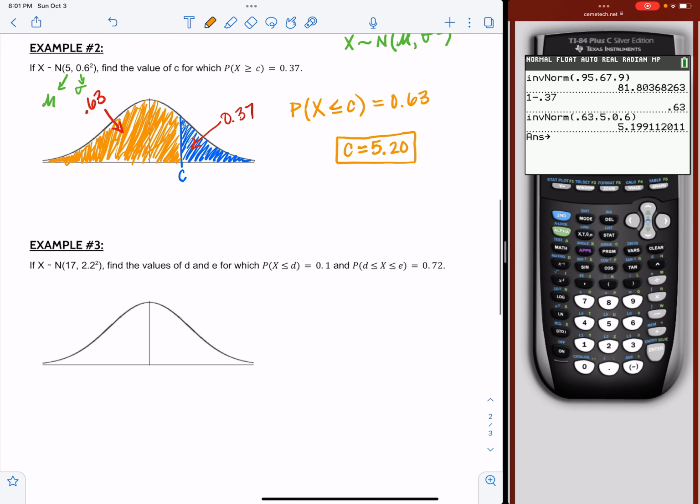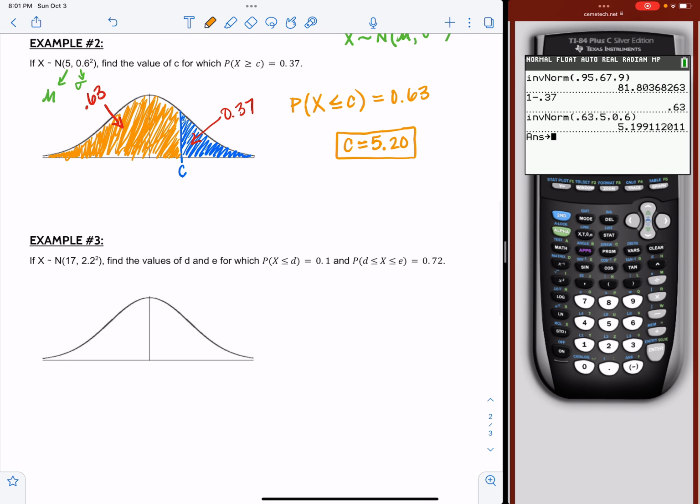So now let's look at example 3. Example 3 says, if X is normally distributed with a mean of 17, so I'm going to make sure I mark that. That is my mean. And 2.2 is the standard deviation. We want to find the values of D and E for which the probability of X being less than or equal to D is 0.1. And the probability that X will be in between D and E is 0.72.